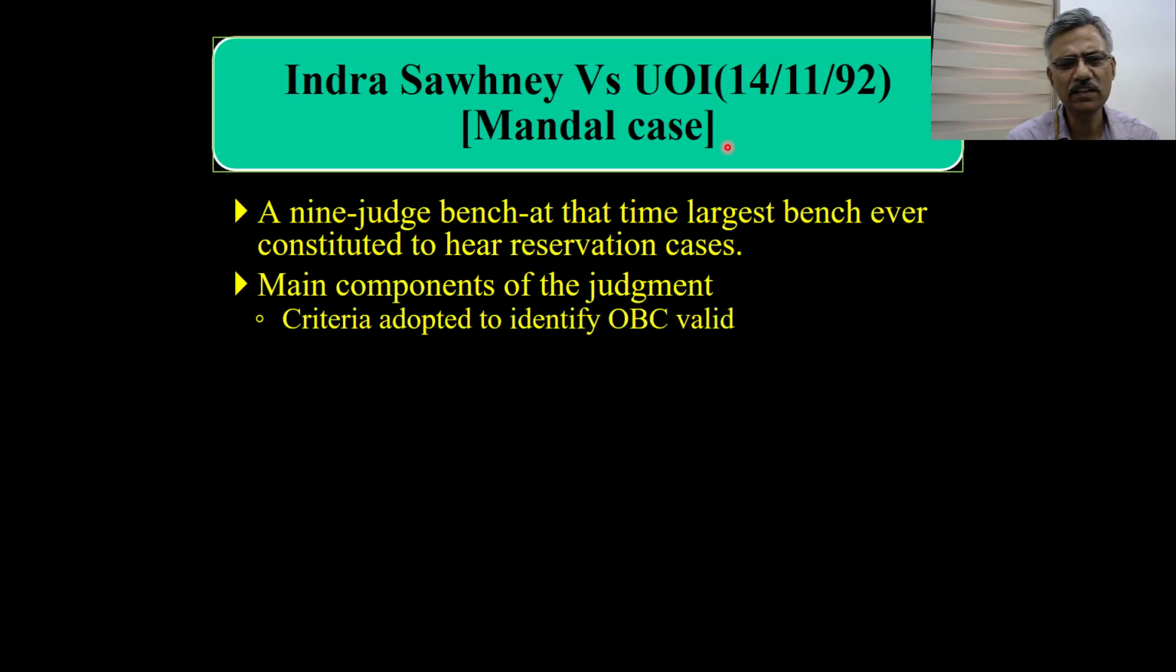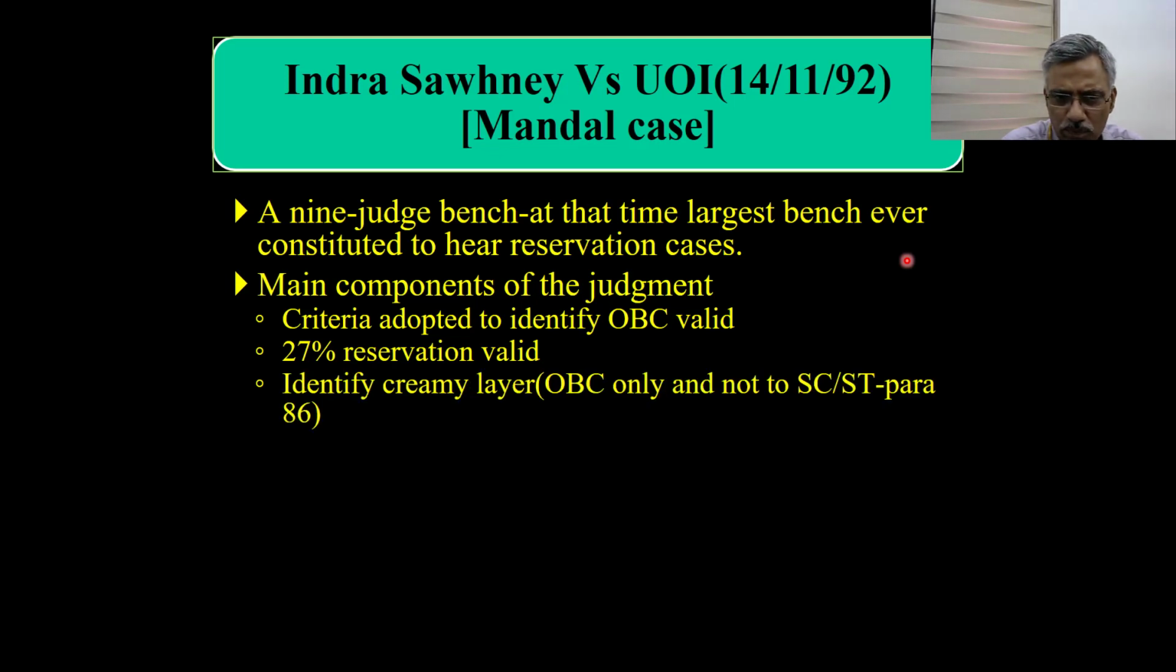It said that the criteria adopted by the government to identify the other backward classes was valid, and 27% reservation was held to be valid, because you can see that up till then the reservation for scheduled caste was 15%, scheduled tribe was 7.5%, and by introducing this 27% we were still well below 50%. It was a total of 49.5%.